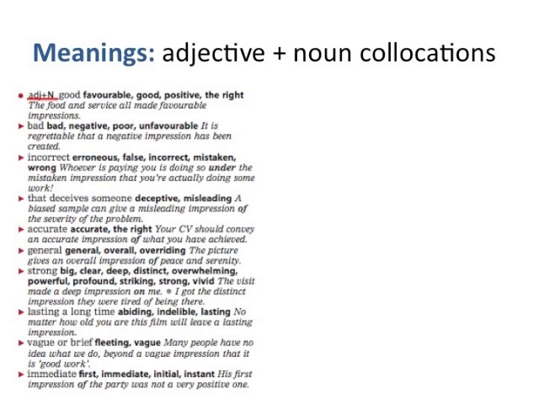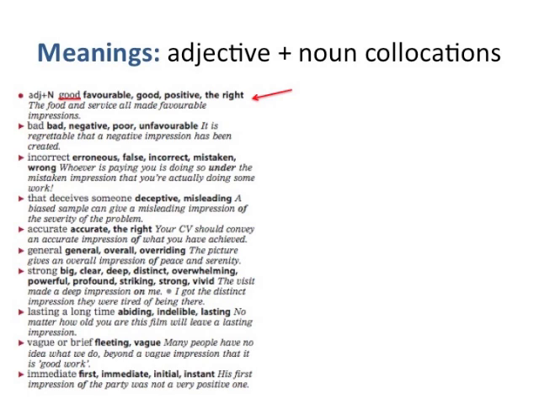You can see from the entry that it includes adjective plus noun collocations for the word impression. Let's look at the adjective plus noun collocations for impression. As you can see, there are several adjectives that can be used with impression. All the adjectives are bolded. Let's look at the adjective collocations that mean good impression. Let's read some of the collocations that mean good impression. So, favorable, good, positive, the right. Also pay attention to the example sentence. The food and service all made favorable impressions.